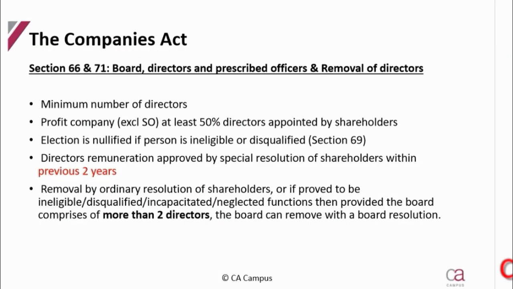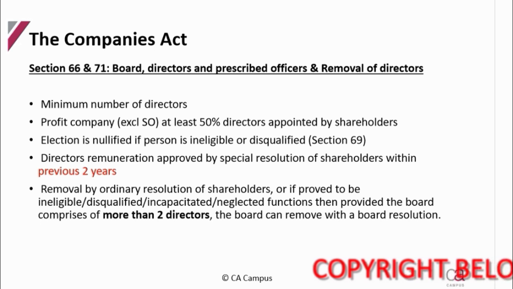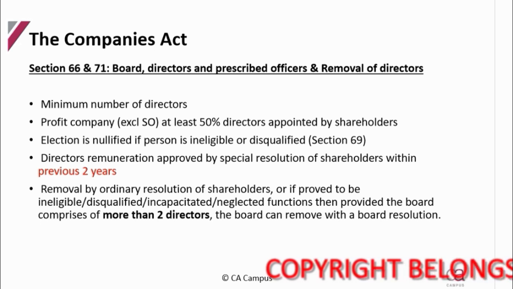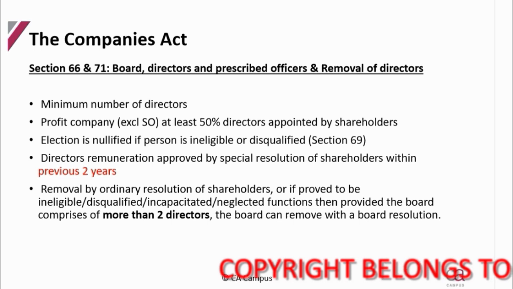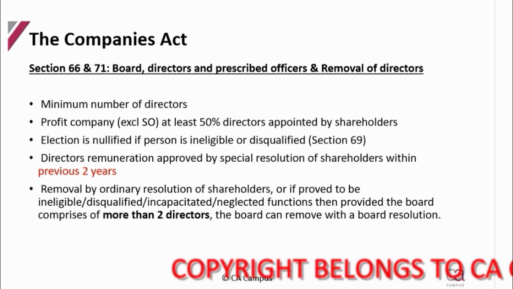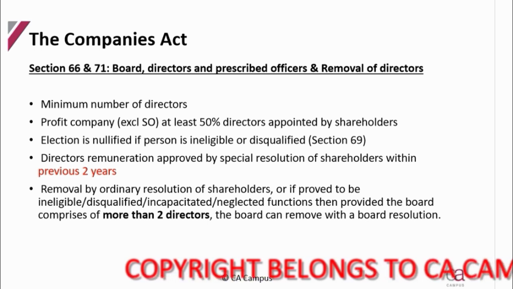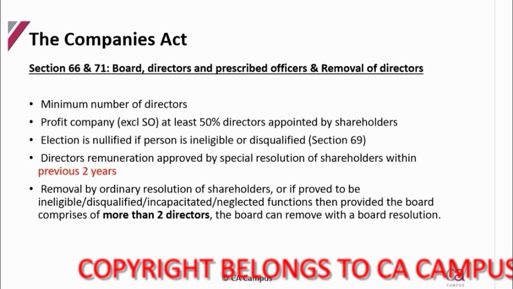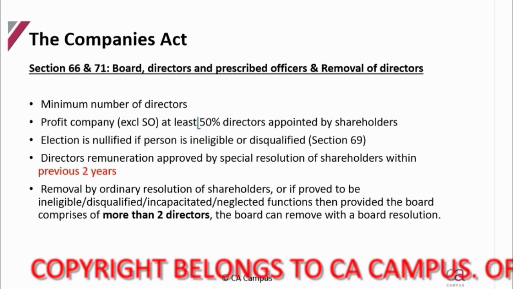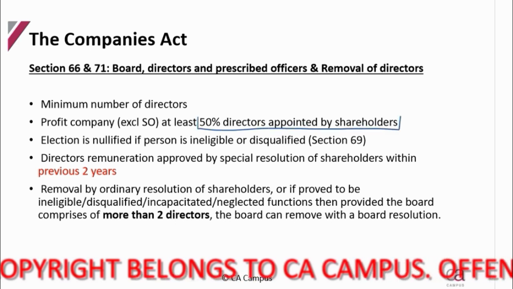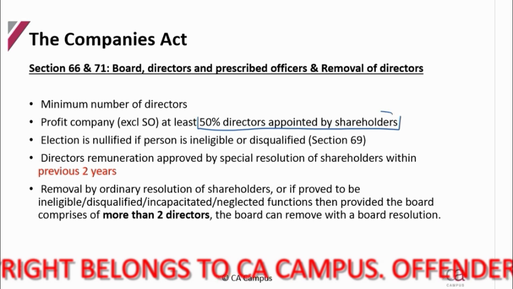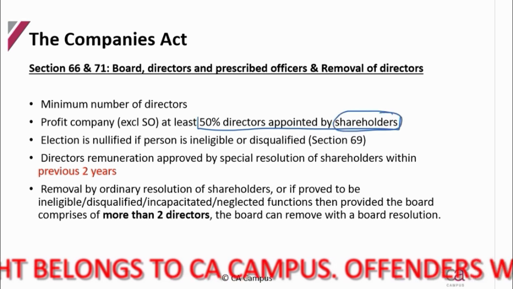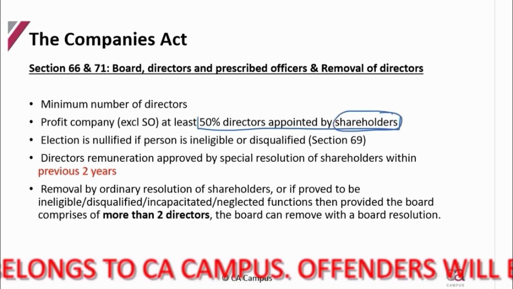Okay, sections 66 and 71, I've just summarized here. You have to have a certain number of directors depending on what type of company you have. So private has to have at least one, public at least 3. A profit company, excluding state-owned, needs to have at least 50% of the directors appointed by the shareholders. So your shareholders should be appointing your directors.